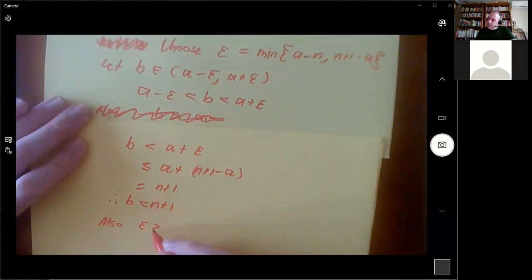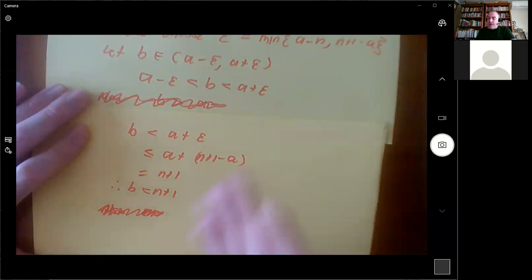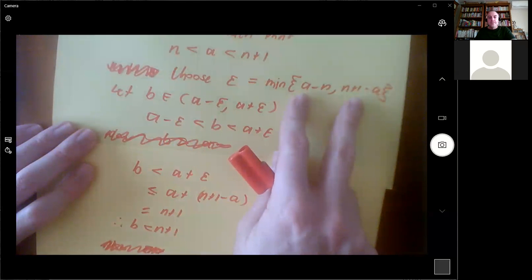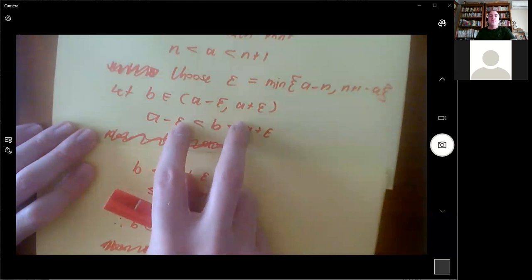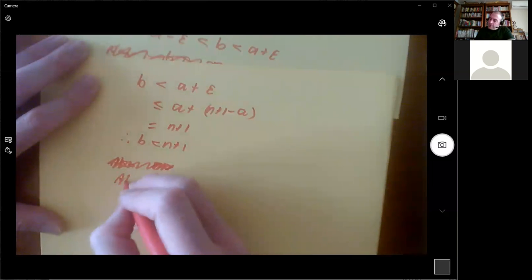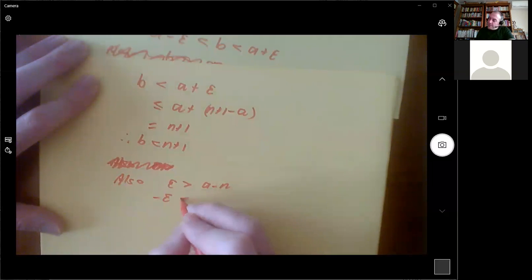Epsilon is greater than... My problem at the moment is that I'm worried because I need a greater than. And my knowledge about epsilon is it's less than stuff. Oh, but it's a minus epsilon. If epsilon's less than something, then minus epsilon is going to be greater than something. Okay, got it. So we know that epsilon is greater than a minus n, which means that minus epsilon is less than n minus a, because it just times everything by minus 1.